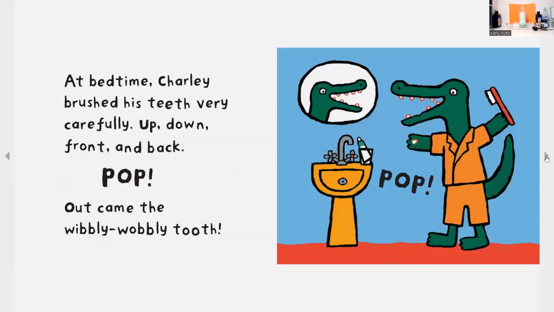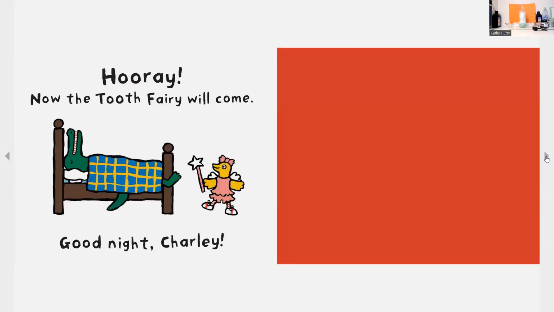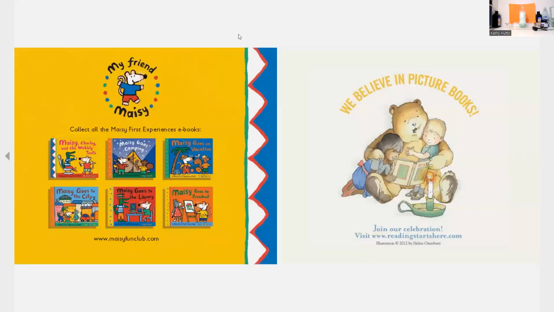At bedtime, Charlie brushed his teeth very carefully, up, down, front, and back. Pop! Out came the wibbly-wobbly tooth. Hooray! Now the tooth fairy will come. Good night, Charlie. The end.